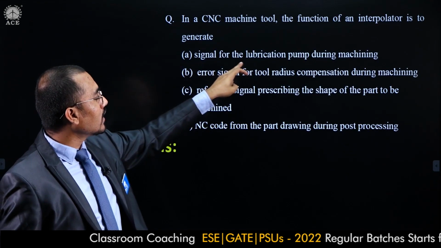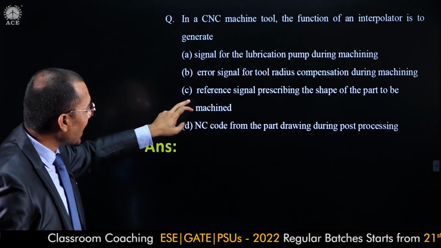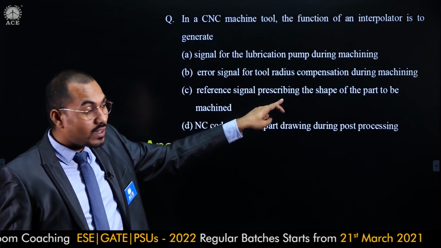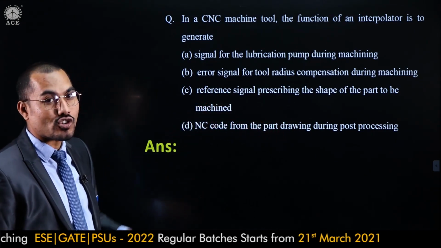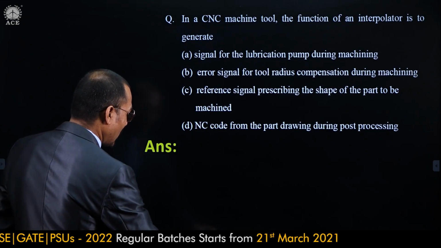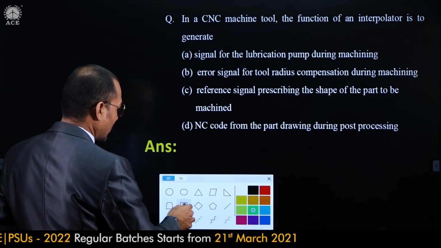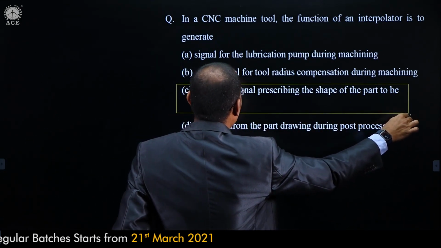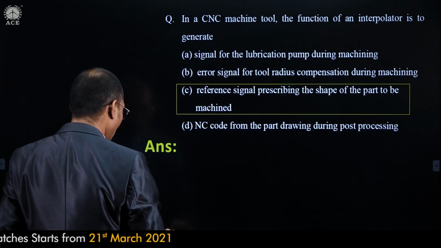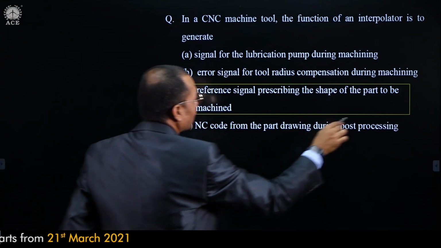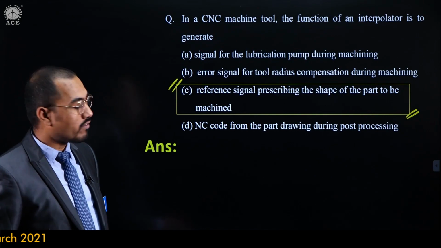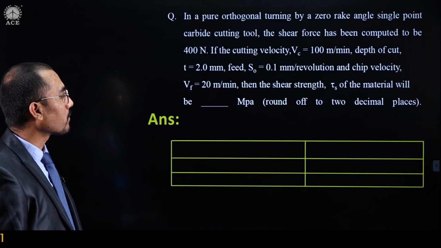Is it controlling the signal of the lubrication pump during machining? No. Directly I will say that it is a reference signal prescribing the shape of the part to be machined. It is just controlling the path of the movement of the tool, that is, it controls the shape of the part to be machined. This is called an interpolator or interpolation. Right? Fine. I hope you are understanding this.